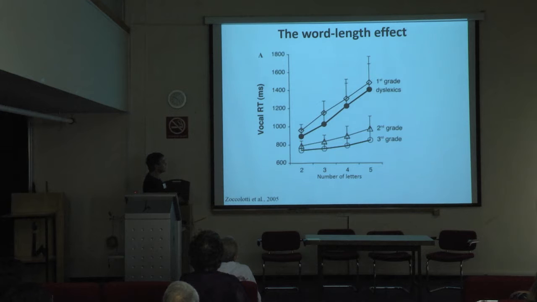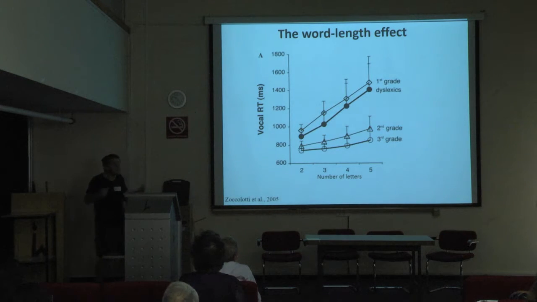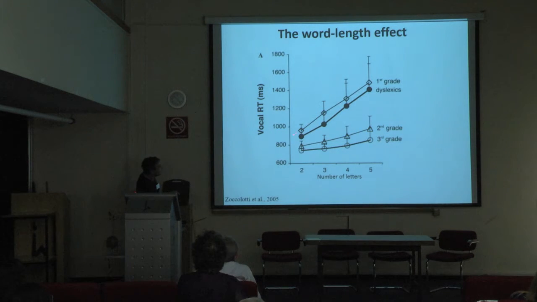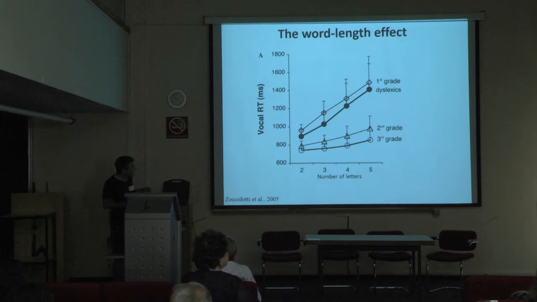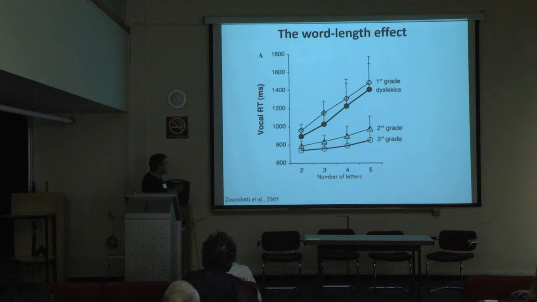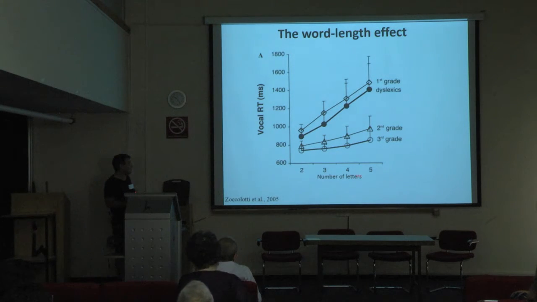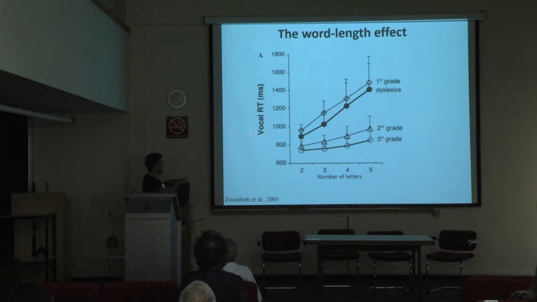This is already second grade, third grade. And this can be interpreted by stating that when you start reading, you read a word letter by letter. But when you become an expert, you already expect what word to find, and the computation that you do in reading, rather than reading letter by letter, is to predict the possible words that you are going to find, and test your prediction. And if this is what you do, you expect that the reaction time will become independent of the number of letters. Dyslexics, however, in the dependence of reaction time on number of letters, behave like first grade pupils.